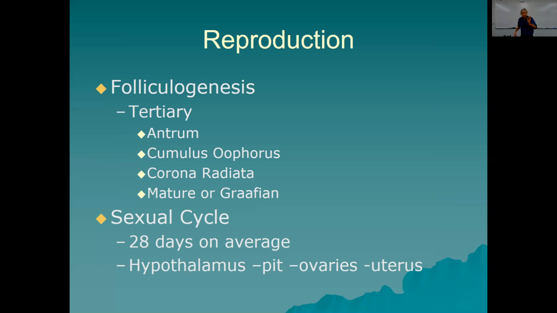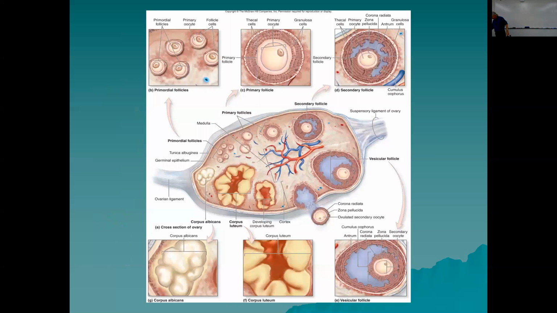Let's get into the sexual cycle. 28 days on average. So we're going to look at the changes in the hypothalamus, in the pituitary, in the ovaries, and in the uterus. And here is a cross-section of an ovary with pictures of the different follicles and follicular stages, and the corpus luteum and the corpus albicans.